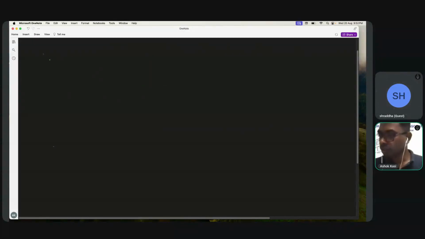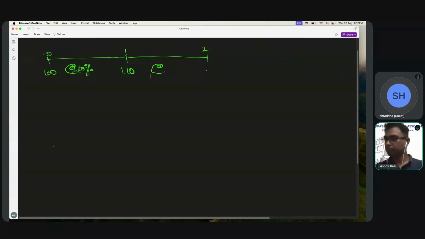So now the question is, let's say you are investing 100 rupees and it is growing at the rate of 10 percentage. How much will you get at the end of 1 year? 10 percentage it is growing, so 110. Okay. Now if it is compounding again, how much will you get at the end of second year? That should be 121.